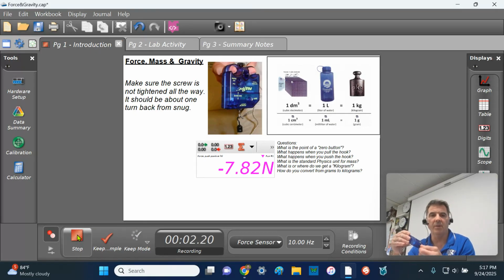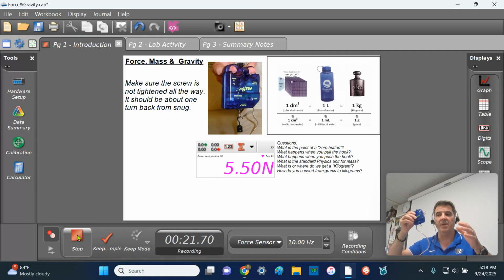So if you look here, I'm going to pull, I'm going to push, I'm going to pull, I'm going to push. I hope you can see that when I pull, the number's negative, and when I push, the number's positive. The reason is that when I set it up like this, I'm pulling down, and down is negative.